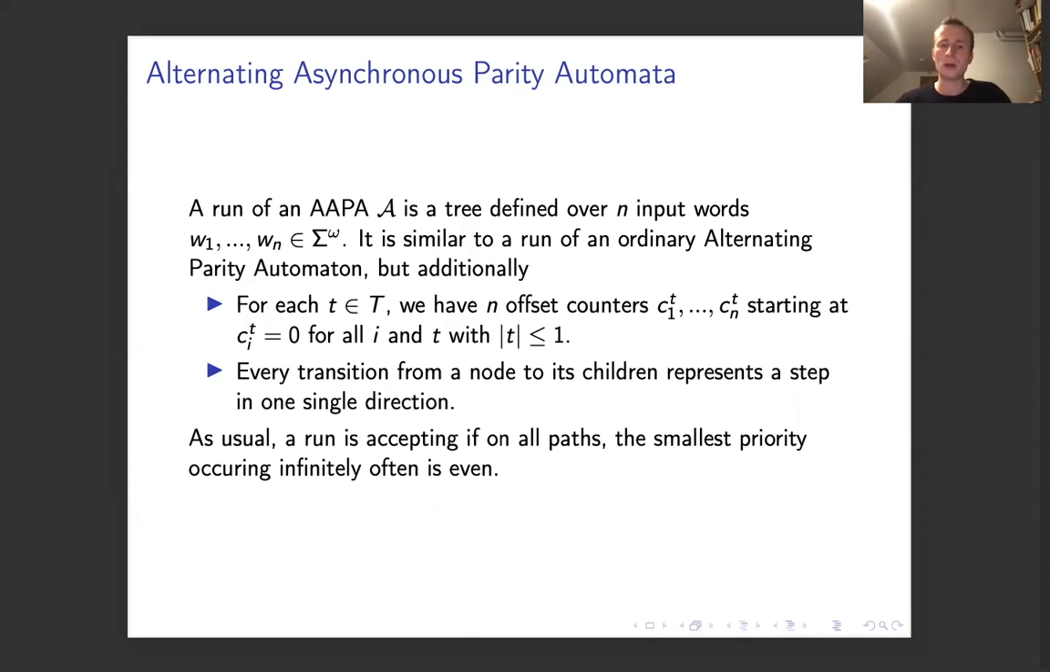So we look at every path individually in the tree, look at the smallest priority occurring infinitely often, and the path is accepting if that priority is even, and the run is accepting if all paths are accepting. And finally, the automaton accepts if there is some accepting run for the input words.